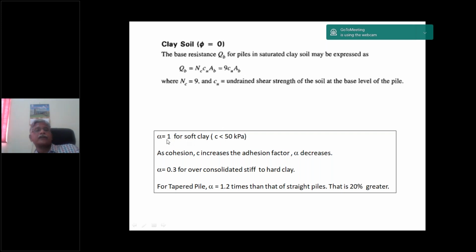Alpha equals 1 for soft clay, where the cohesion is less than 50 kilopascals, and as the cohesion C increases, the adhesion factor alpha decreases. Alpha equals 0.3 for over consolidated stiff to hard clay.